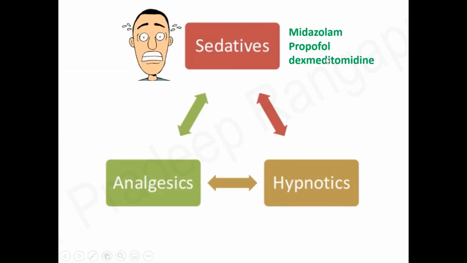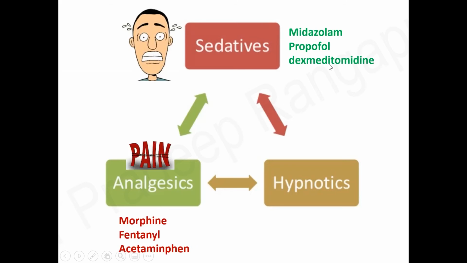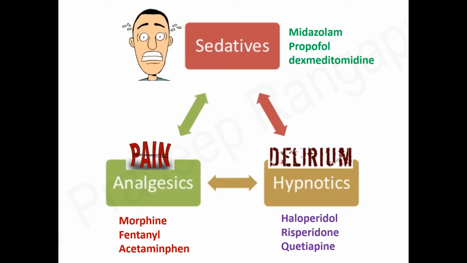So the common sedatives that are used in ICU are midazolam, propofol, and dexmedetomidine. The common analgesics that are used are morphine, fentanyl, and acetaminophen. And common hypnotics that are used are haloperidol, risperidone, and quetiapine. So these are the common drugs that we tend to use to address these issues in ICU when it comes to sedation.